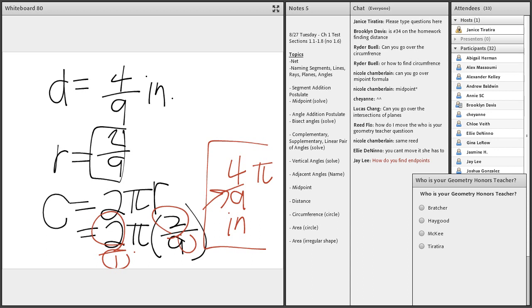And then if it says round to the nearest tenth, you're going to have to do 4 divided by 9, which is 0.44444, then times the pi button, which is 1.39. I'm going to bump it up to 1.4, and I have to put inches. So if it wants tenth place, you have to use your calculator. If it wants pi form, then you're going to leave it in that form, okay?